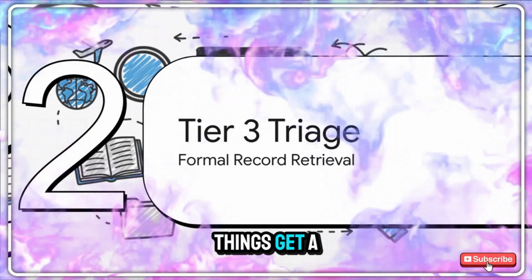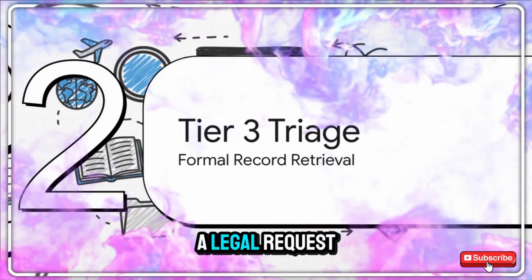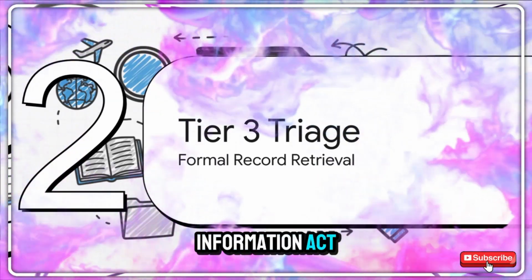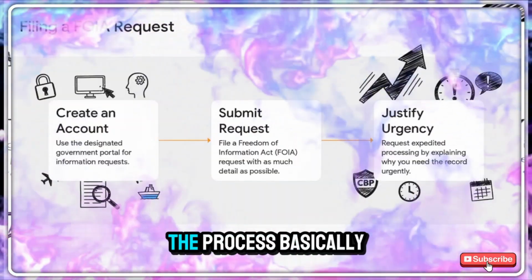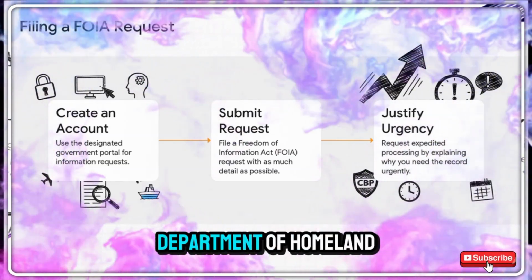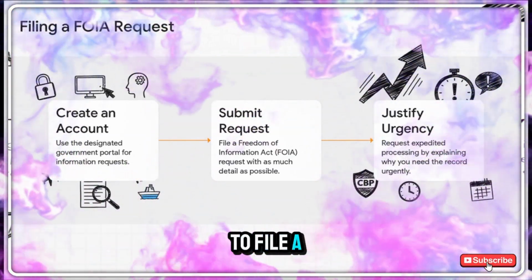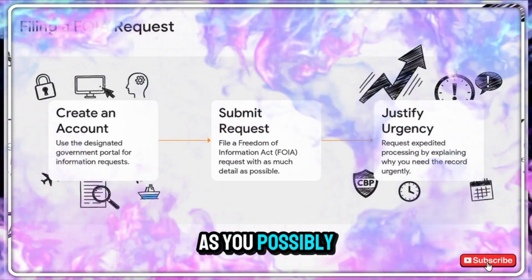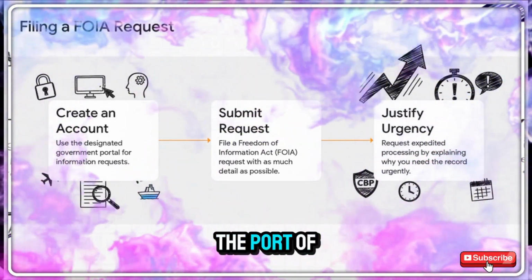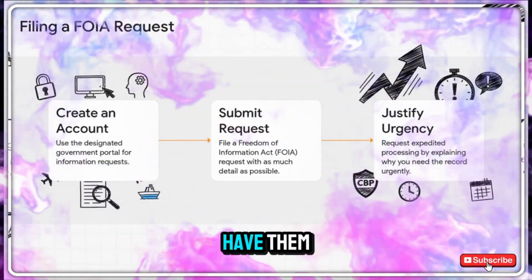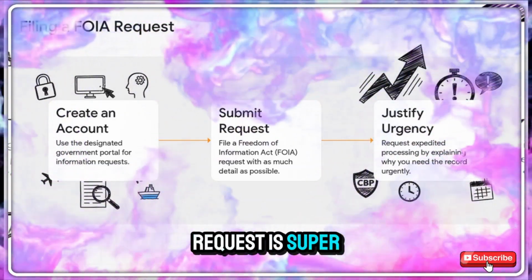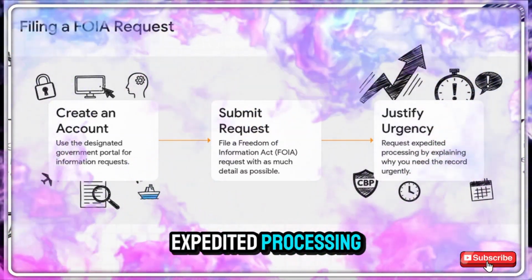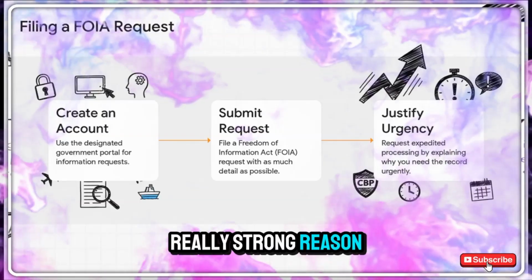This is where things get a bit more formal, and it involves a legal request for your records using what's called the Freedom of Information Act, or FOIA. So the process basically involves going to the Department of Homeland Security's portal to file a FOIA request directly with CBP. You want to be as detailed as you possibly can. Give them the date of entry, the port of entry, even flight numbers if you have them. And if your request is super urgent because of another application, you can request expedited processing, but you have to provide a really strong reason why.